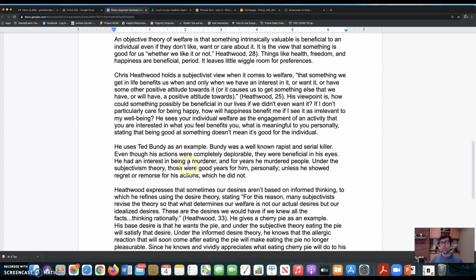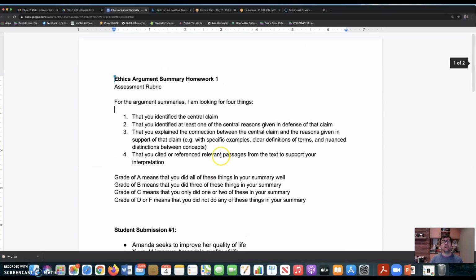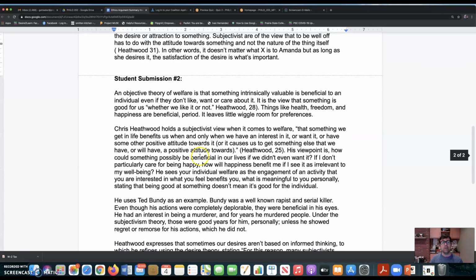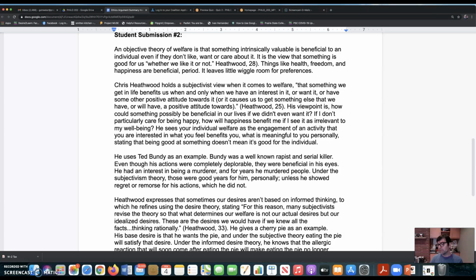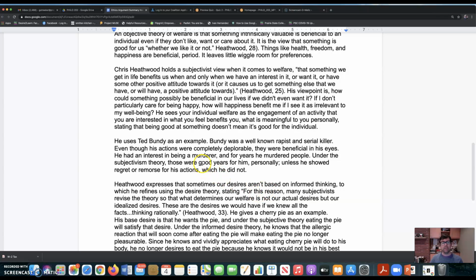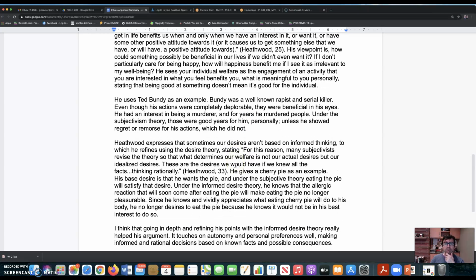And then we move to, okay, support, right? So again, coming back here, what are some of the reasons for accepting that claim? All right, well, the Bundy example is one of the central examples. Okay, so that's a good move on the part of the student to move to the Bundy example. It provides one of the ways that Heathwood goes about defending subjectivism.